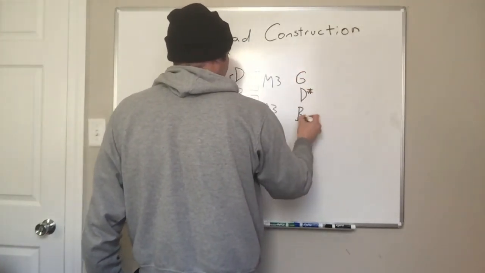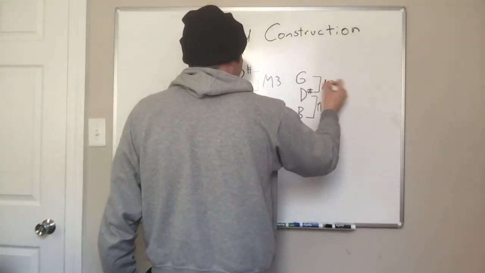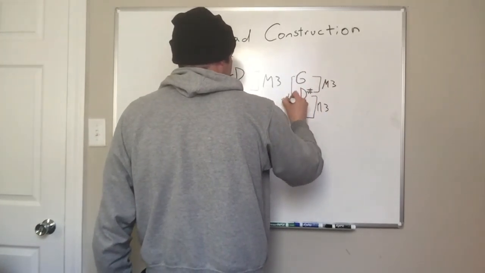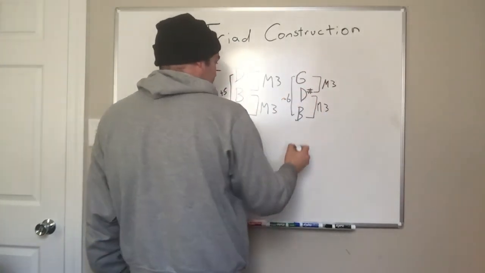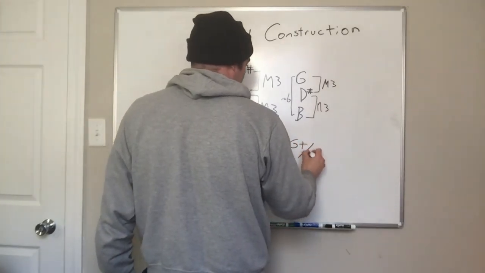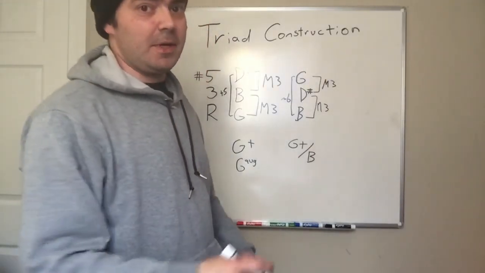Going to first inversion augmented, you got B, D sharp, and G. Major third here. Then you got another major third here. And B to G, you got a minor sixth. So write this out to be G plus over B, G augmented over B.